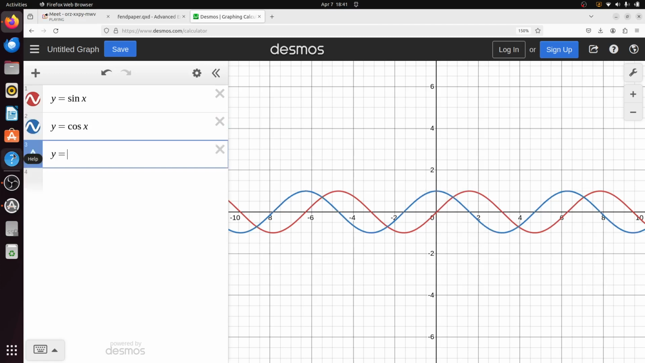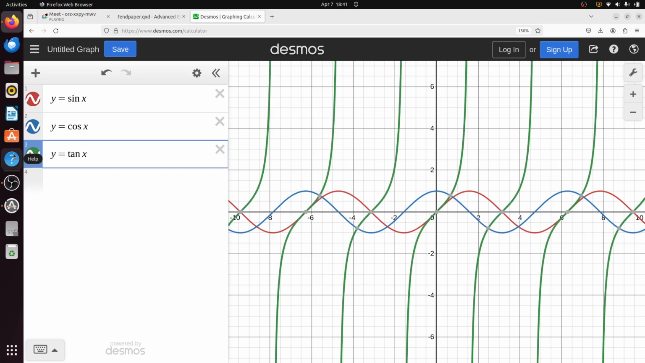Y equal to tan x. This green one. You can see that it is also a periodic function.